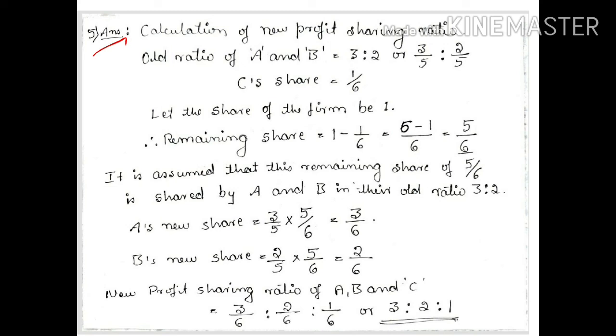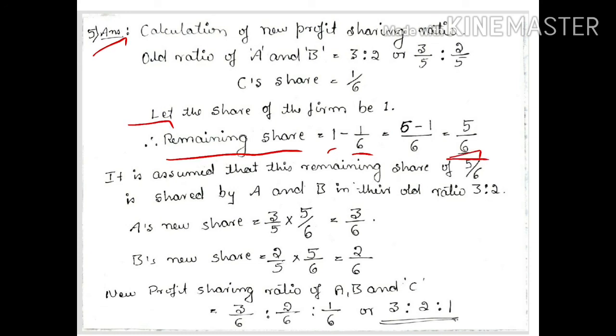Next, write down, let the share of the firm be 1. Let the share of the firm be 1 means 1 rupee is the profit. So for the remaining share of the old partners, out of 1 rupee, 1 by 6 of profit is provided to new partner C. That means how much share is remaining for old partners? That is what we are calculating.